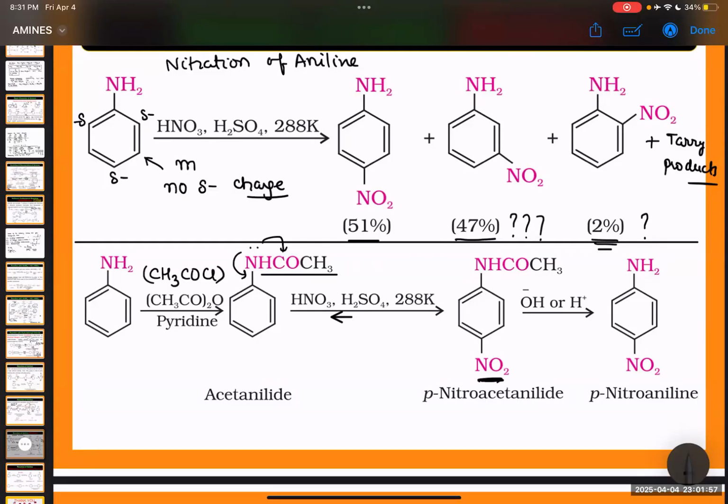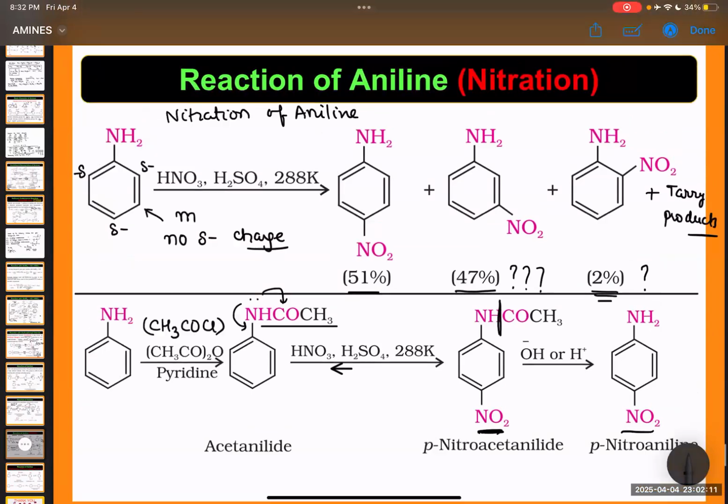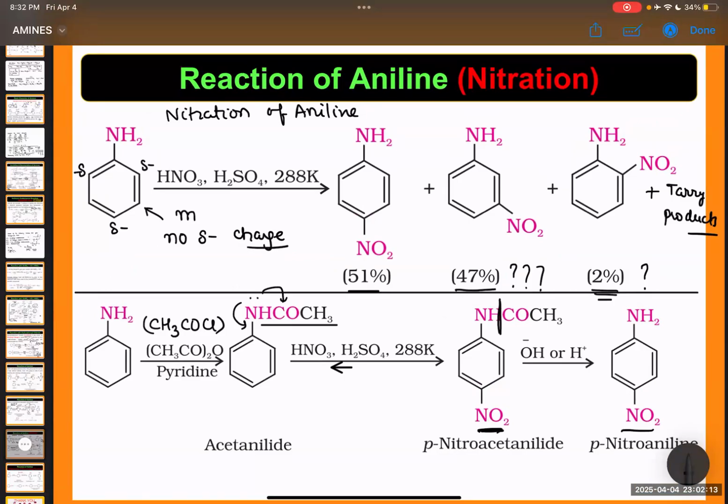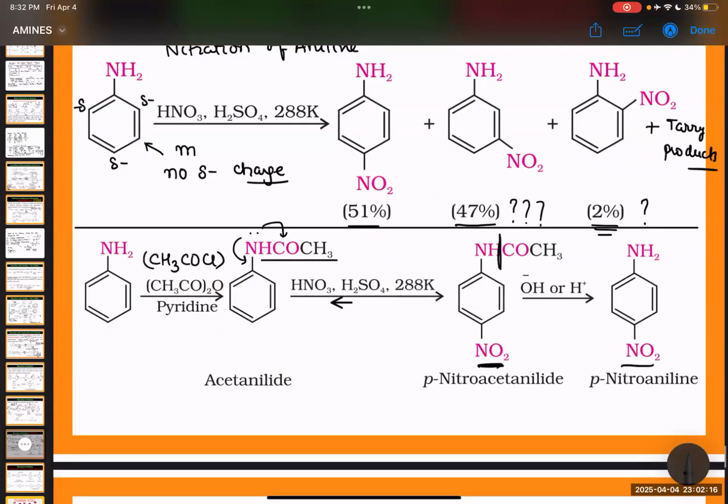Once the reaction is complete, you can break this protection by heating with H plus, H2O or OH minus, H2O. You will get this. So this forms a very important part. You can see a lot of questions are being asked on this.